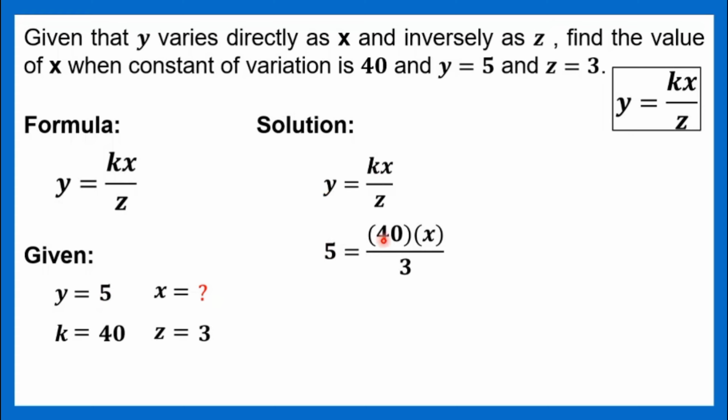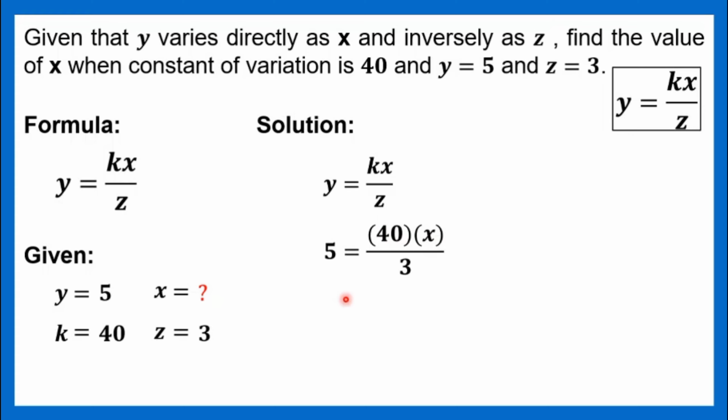Yung k natin naging 40, check natin. Tama. Yung x natin, x pa rin. Bakit? Kasi unknown siya. Yung z natin, 3. So, 3, tama. Ayan. So, after that, multiply natin yung nakamultiply pa. Ngayon, eto yung gagawin natin. So, we will multiply this one.